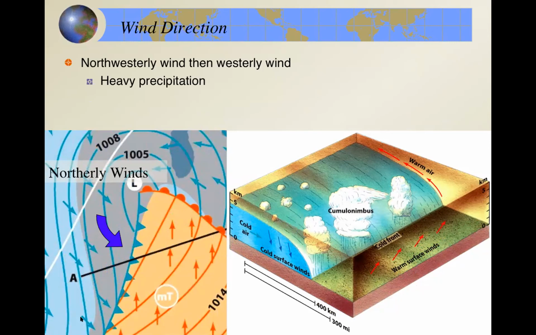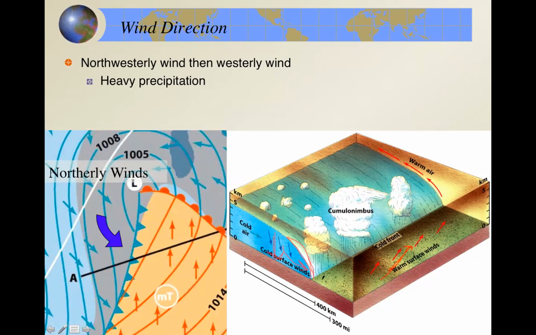We expect as the front comes into our region, the first thing we might experience is heavy precipitation. So if we were to turn to this image, again, this would be the southerly winds out ahead of the warm or the cold front, but behind that is this northerly winds that are moving into this region and pushing this air towards us. Here is the front, and you can see that it's fairly steep.